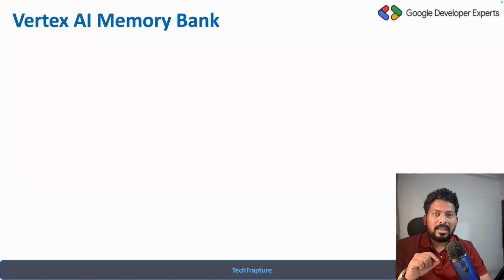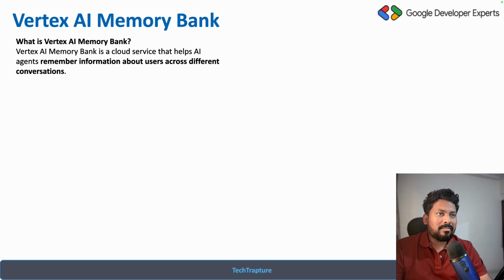Let's try to understand now what is a Vertex AI memory bank. As we discussed, there are two memory services. One is the in-memory service, which is not persistent, and the second is Vertex AI memory bank, which can be used as a persistent memory service. This is completely a cloud native service. Vertex AI memory bank is a cloud service that helps AI agents remember information about users across different conversations.